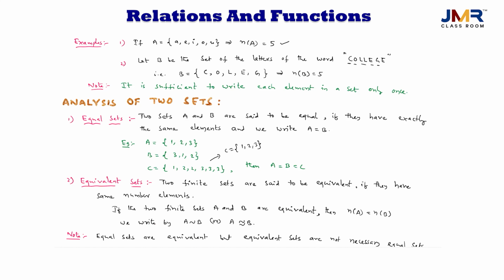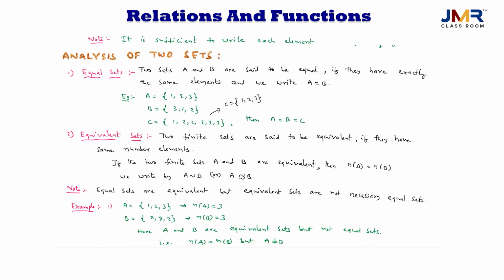Next, second one is equivalent sets. Two finite sets are said to be equivalent if they have the same number of elements. Means the order or cardinal number of those two sets are the same. The sets are not necessarily exactly the same. If two finite sets A and B are equivalent, then n of A equals n of B is enough. The number of elements in set A and the number of elements in set B must be the same.